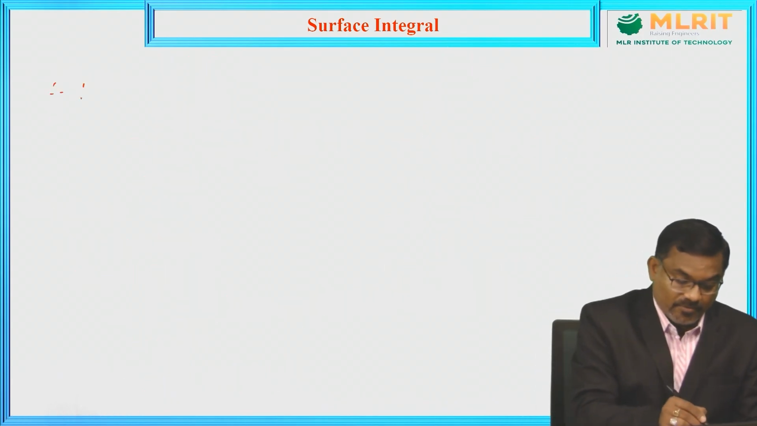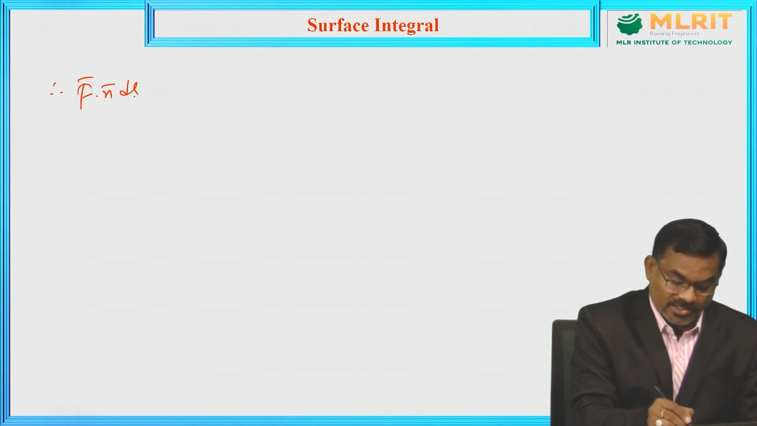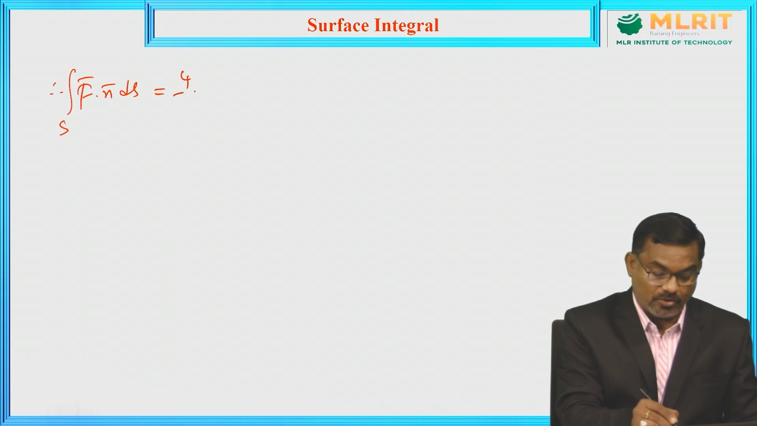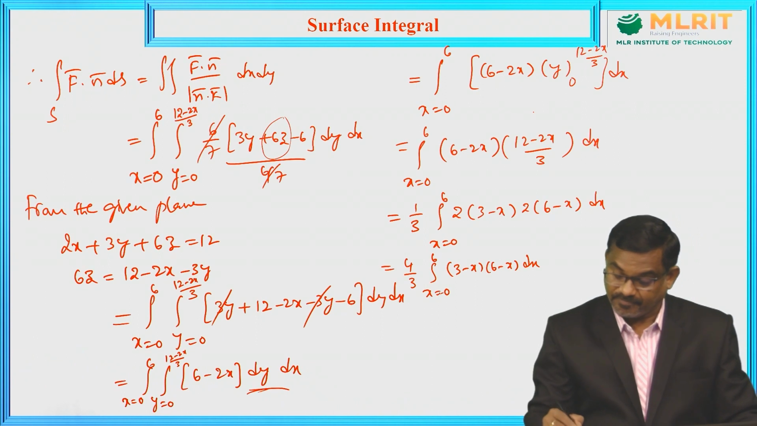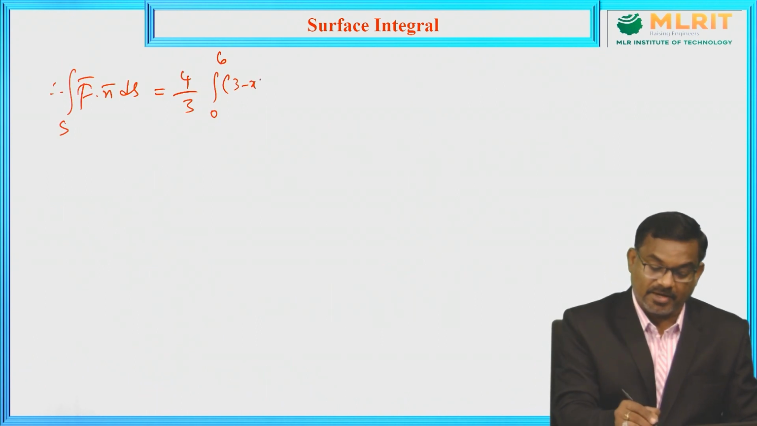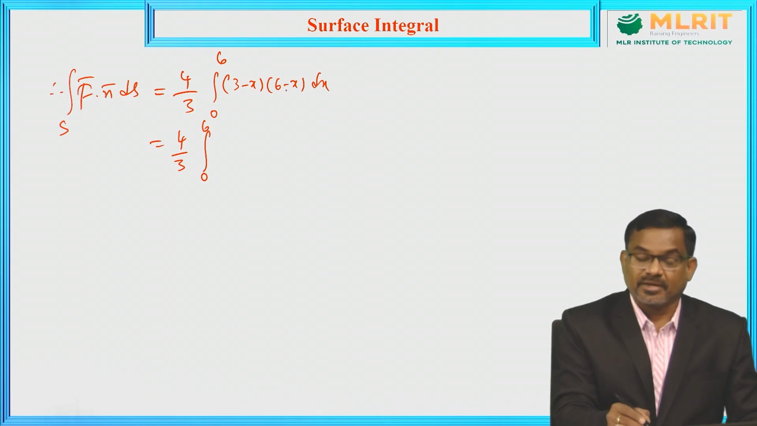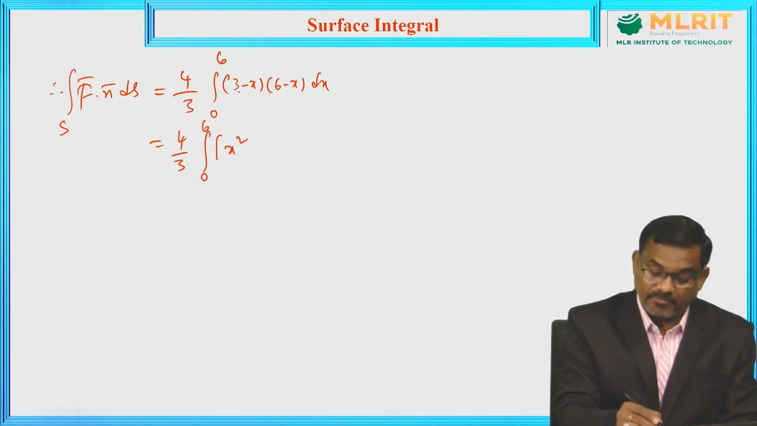So, therefore, the surface integral f bar dot n bar ds is equal to 4 by 3 into integral x from 0 to 6, 3 minus x into 6 minus x dx. So which is 0 to 6, x square minus 3x minus 6x plus 18, that is x square minus 9x plus 18.